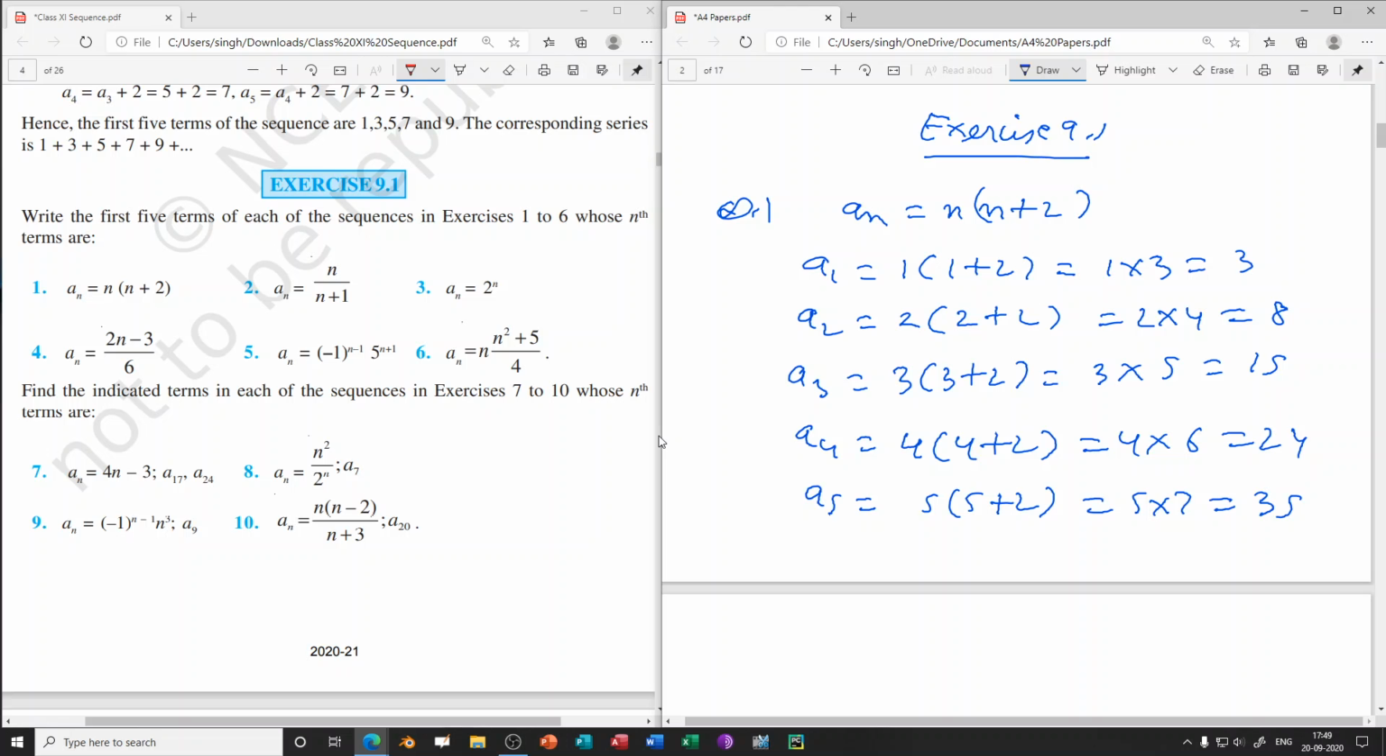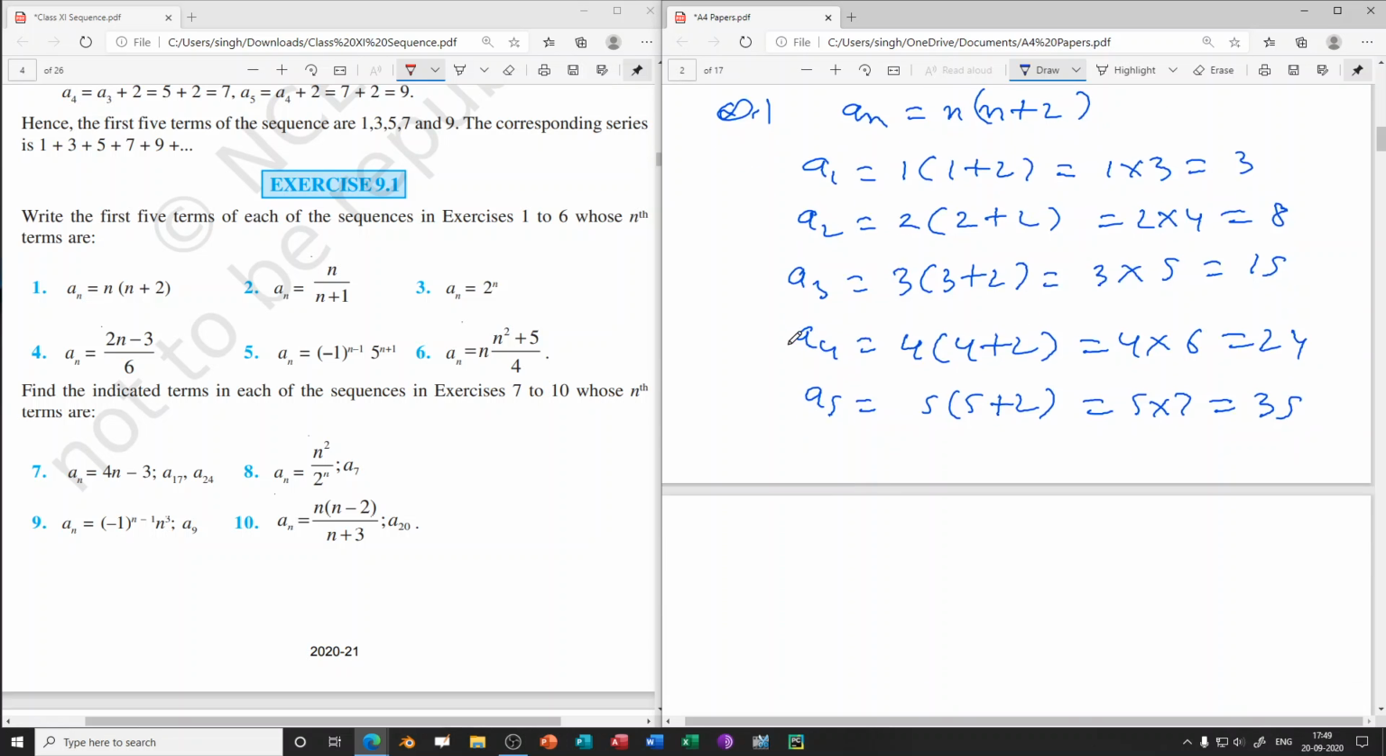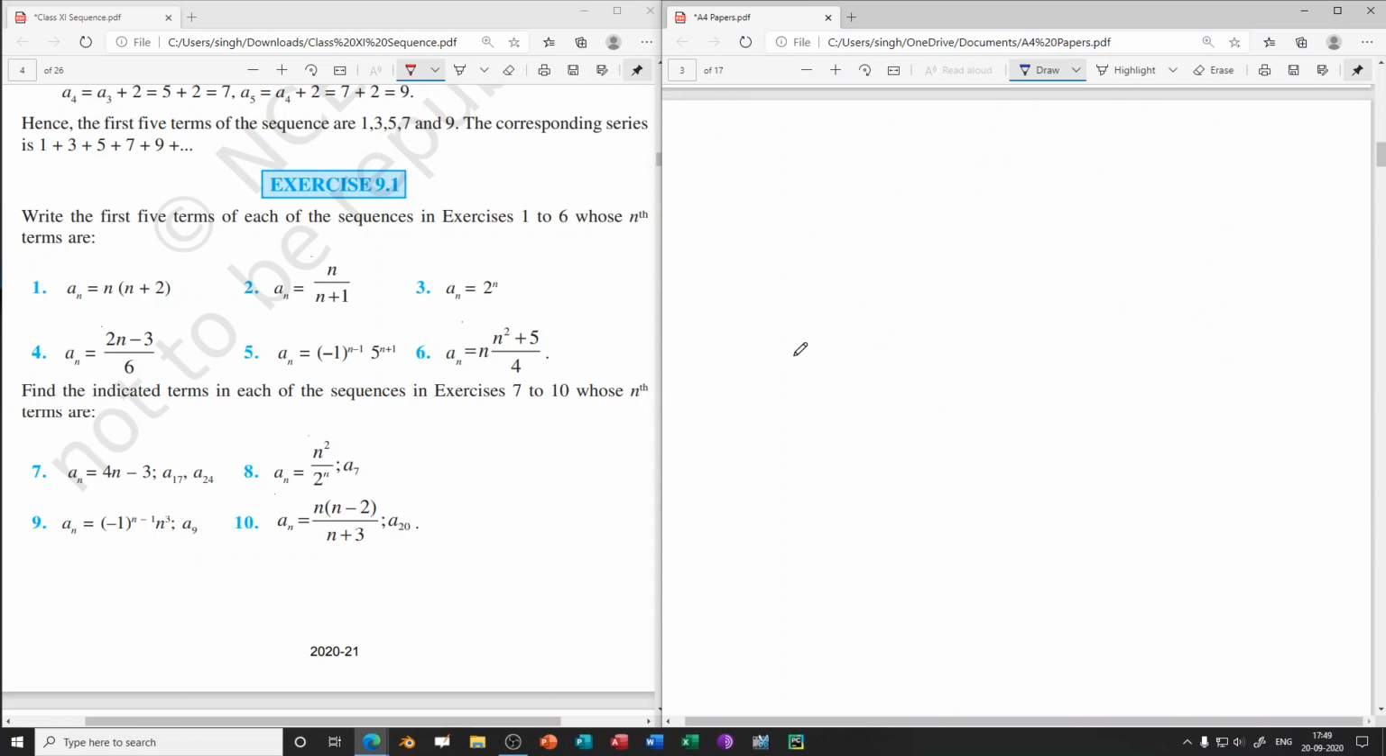Similarly, let us take question number 2. In that also the method of solving will be the same. Question number 2 now. An is given as n over n plus 1. An equal to n by n plus 1. So taking n equal to 1, we will get A1 equal to 1 over 1 plus 1, that is 1 by 2. What is A2? Substitute 2 in place of n. So we will get 2 over 2 plus 1, that is 2 by 3.